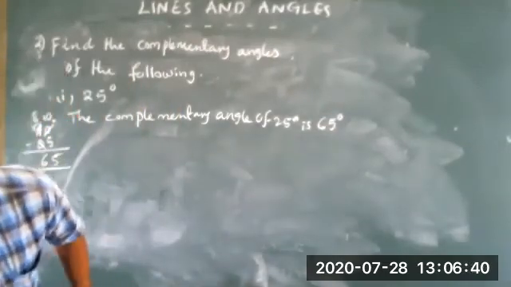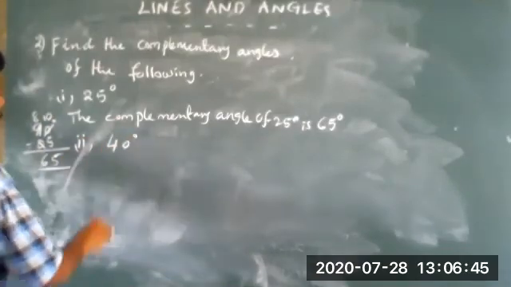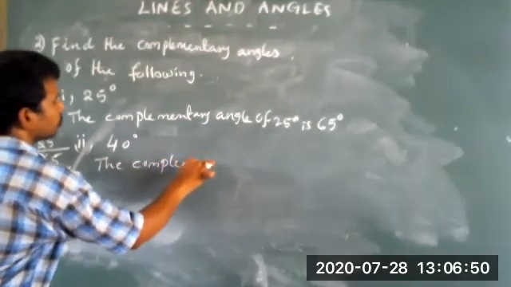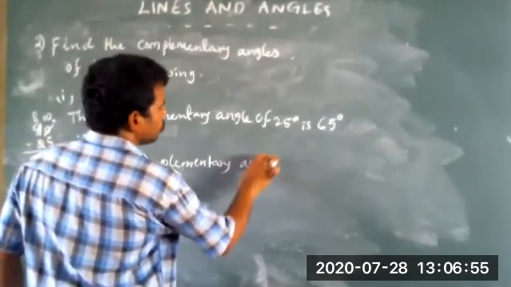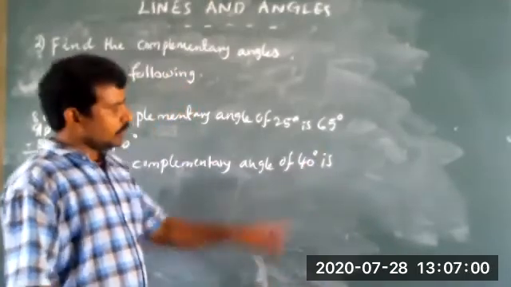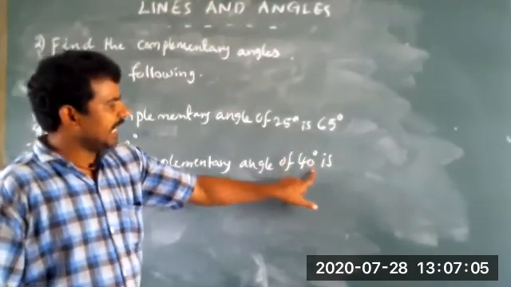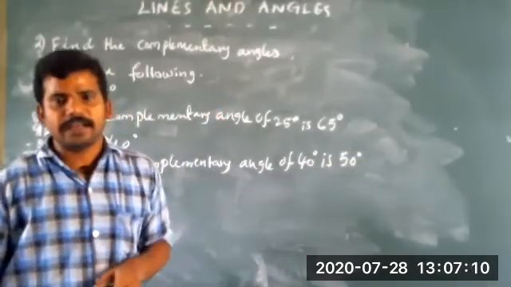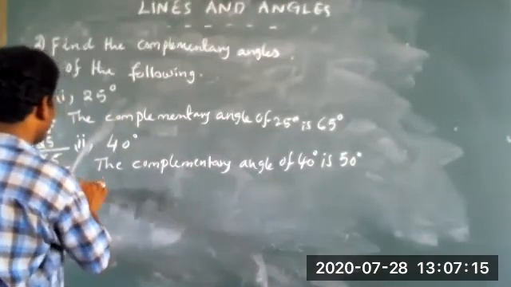The second problem, 40 degrees is given. So the complementary angle of 40 degrees is 90 minus 40. The complementary total is 90 degrees. 90 minus 40, how much, children? 50. So the complementary angle of 40 degrees is 50 degrees. Now the third problem.